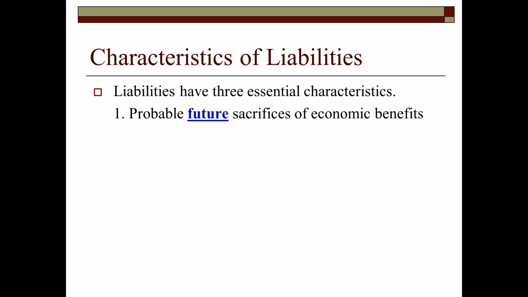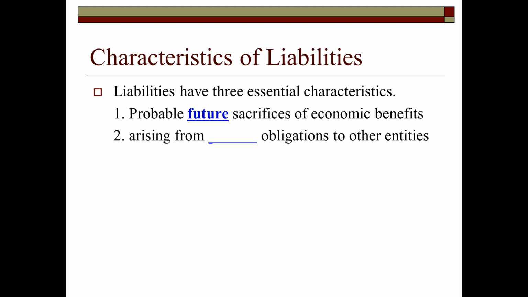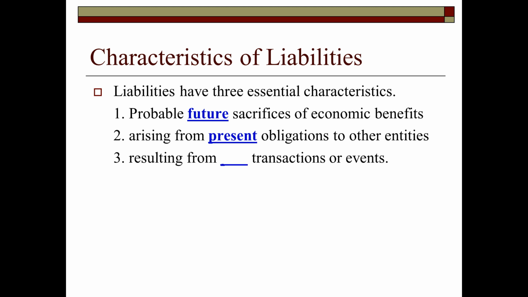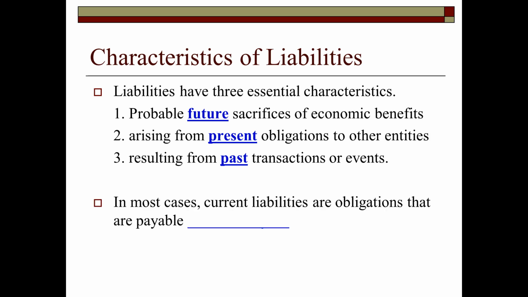Think about your own personal lives. What economic benefit or asset do you think is sacrificed when you settle a liability? When you pay your utility bill or your cell phone bill, correct, cash is likely the economic benefit. The cash asset is sacrificed. Also, it has to arise from present obligations to other entities, and it must result from past transactions or events. These are the three key ingredients of the characteristics of liabilities.